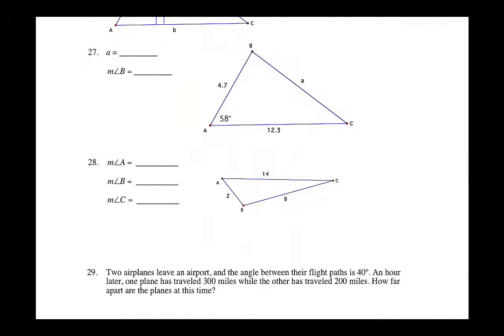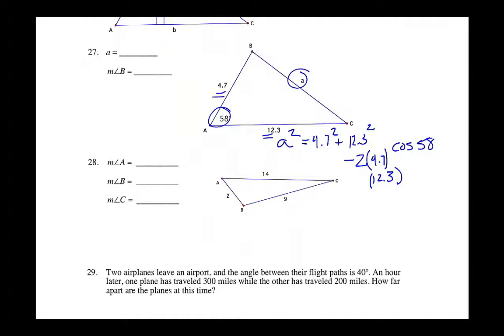You need to know the formula says that the opposite side and its angle should start and finish the law of cosines. So it'd be a squared equals, and then we should end with the cosine of 58. So I start with a and end with its opposite angle. Everything else in between is the other two numbers, 4.7 and 12.3. So it's going to be a squared equals 4.7 squared plus the 12.3 squared minus 2 times the 4.7 times the 12.3 times the cosine of 58.